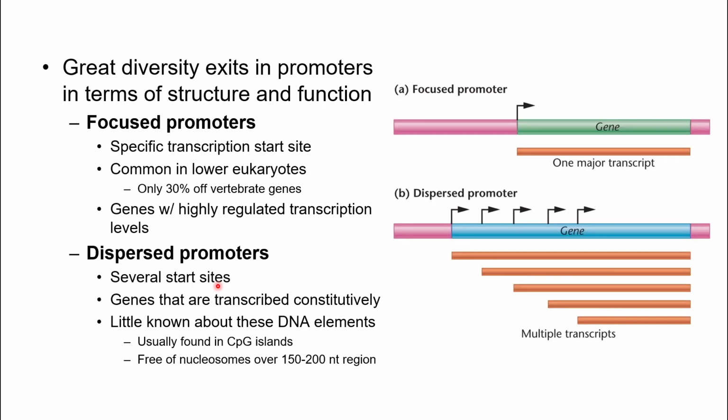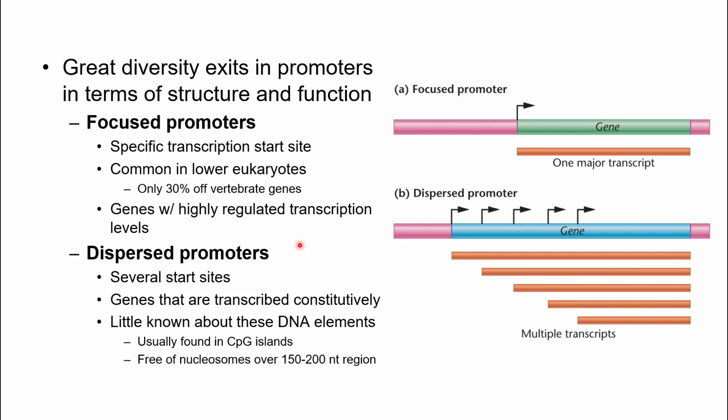In addition to having core and proximal promoters, we can also divide promoters by their structure and function. So some promoters are what we call focused promoters, in which transcription will start at the focused promoter and give us just one major transcript. This is very similar to what we talked about with the lac operon. That was a focused promoter. It's common in lower eukaryotes.